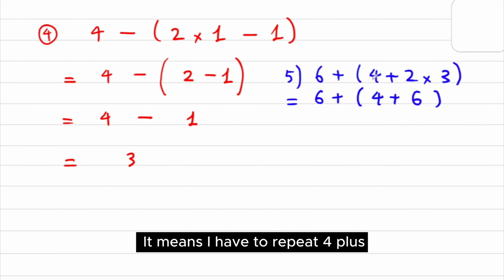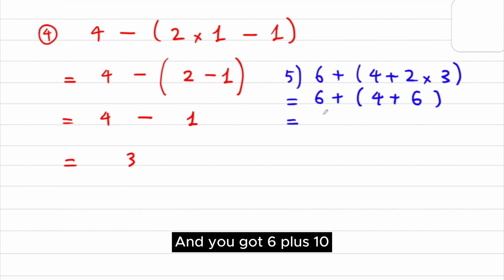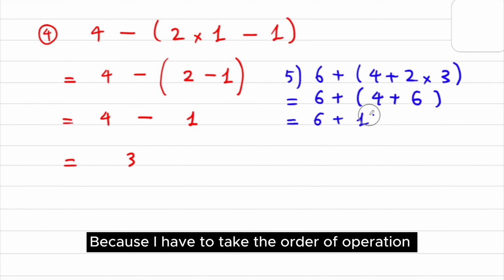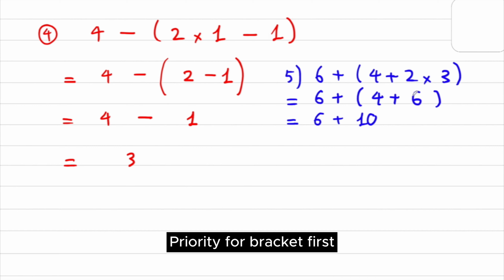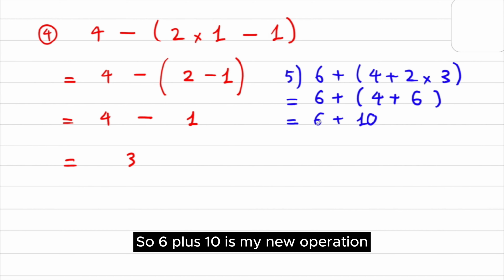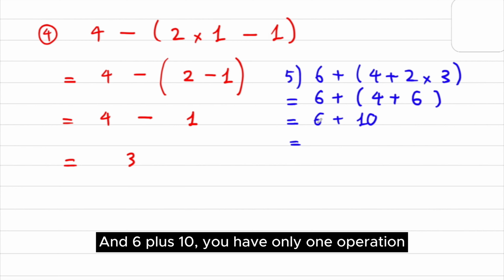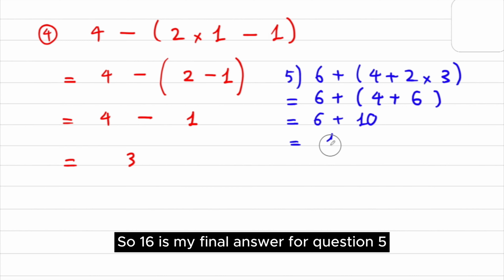It means I have to repeat 4 plus. After the first step, you got 6 plus bracket, and inside the bracket here we have only one operation, and you got 6 plus 10, because I have to take the order of operation priority for brackets first. So 6 plus 10 is my new operation, and with 6 plus 10 you have only one operation, so 16 is my final answer for question 5.